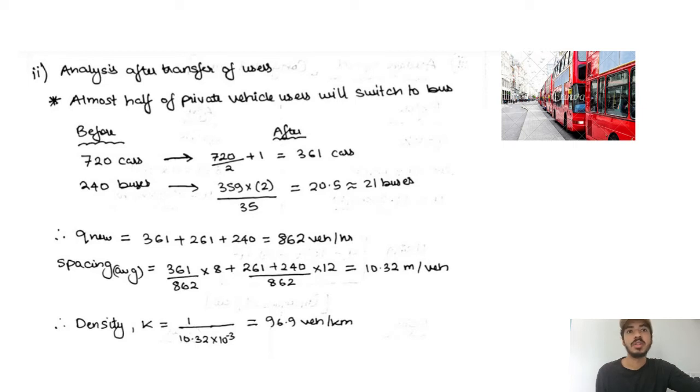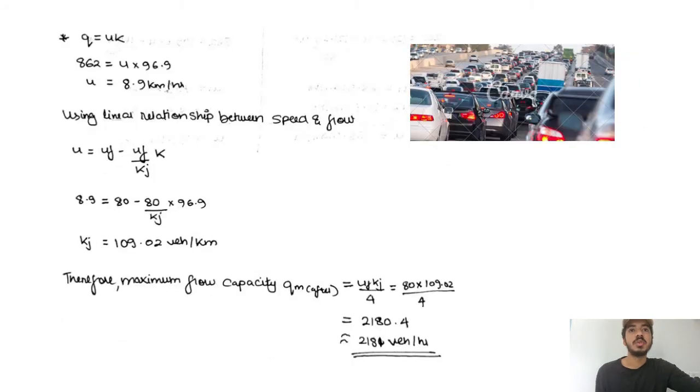So now the new density K can be calculated as 1 over 10.32 into 10 raised to minus 3, which is the conversion from meter to kilometer, and that value is found to be 96.9 vehicles per kilometer. Now we can use the simple formula Q is equal to UK, which is flow equal to speed into density, to find the average speed of the vehicles, which is 8.9 km per hour in the congested flow.